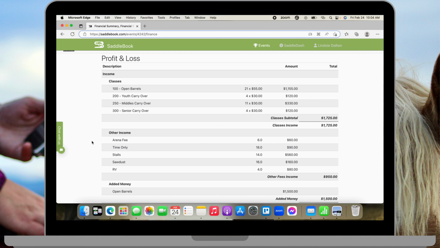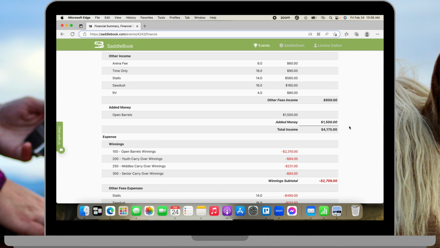So here you will see that your arena fee had 6 people pay, and that brought the total arena fee to $60. Time only, 18 people bought them, bringing your total time onlys to $90. Stalls had 14 people purchase stalls, bringing your stall total income to $560. Adding all of your other income totals together would bring you an other fees income of $950.